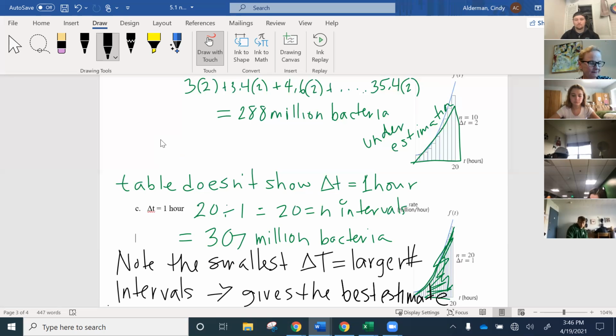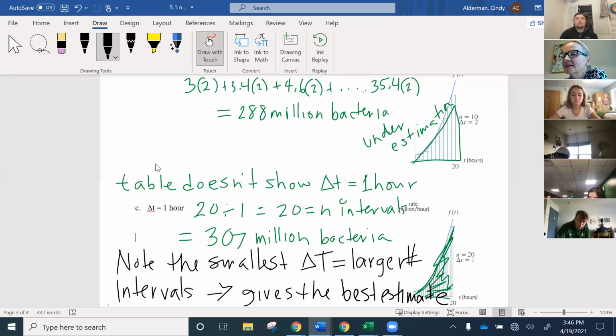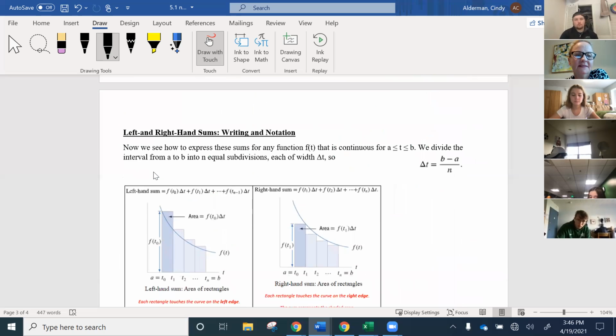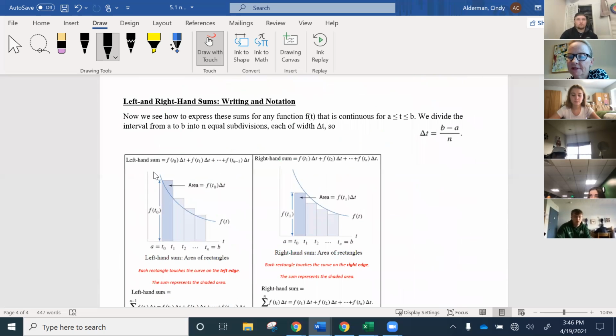All right, how are we doing, guys? Everybody okay? Yep, I see some nodding. Cool. All right. This is the last page of 5.1. How are we doing on time? I should be able to get to what I want to in 5.2.